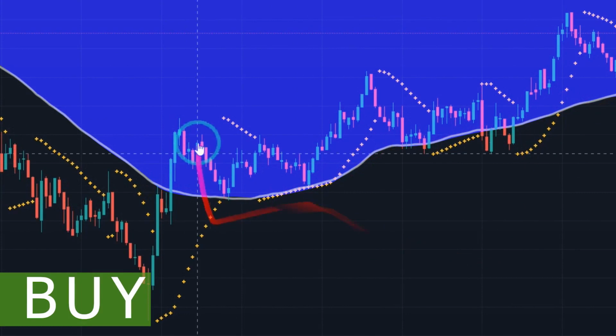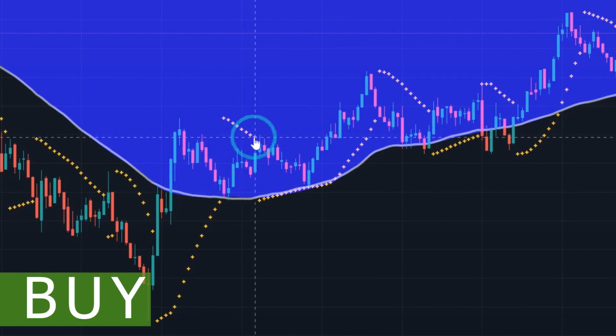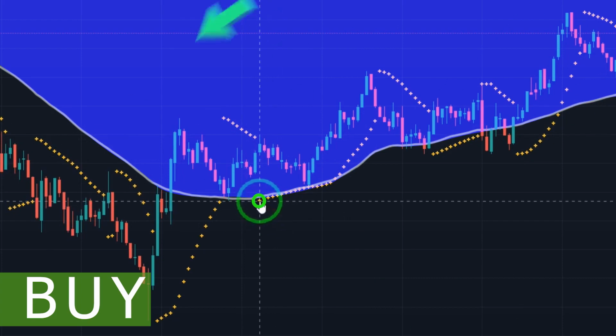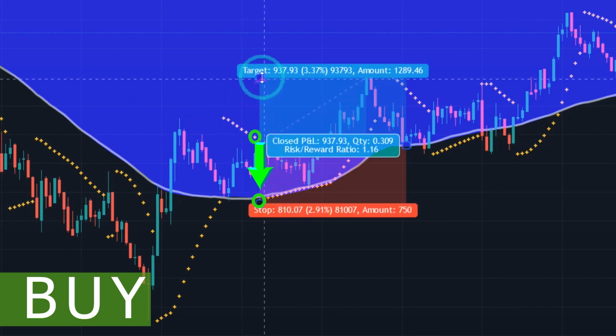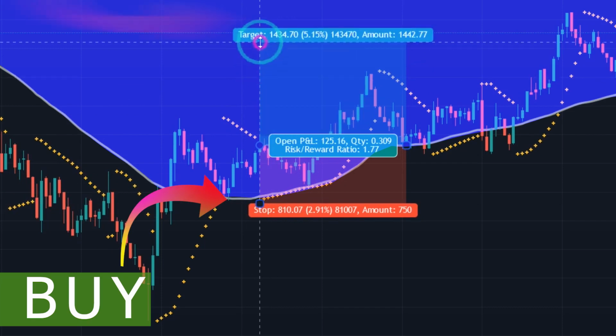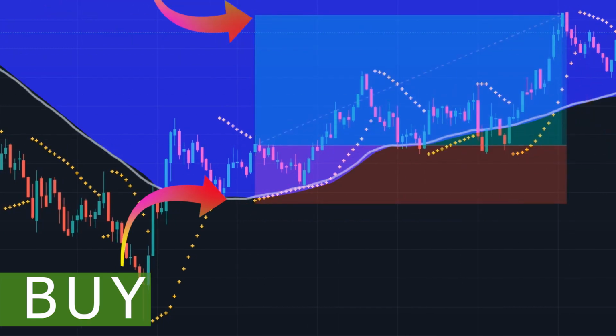Parabolic SAR tells us when to trade. For the buy position, when the orange SAR dots come from above the price to below the price, that is, we see the first SAR dot below the price, we open a buy trade. We put the stop loss below the previous trough and the take profit with a ratio of 1.5 times the stop loss.